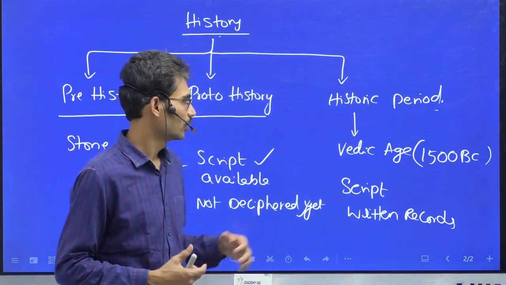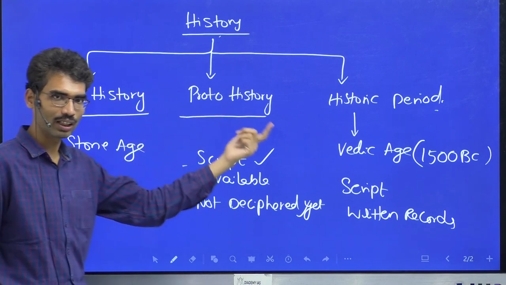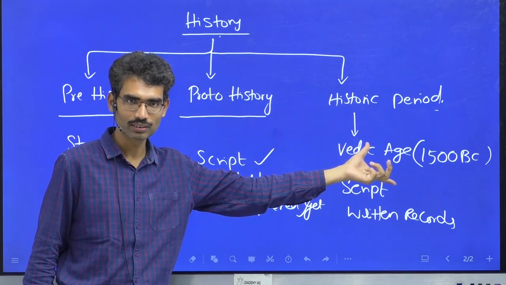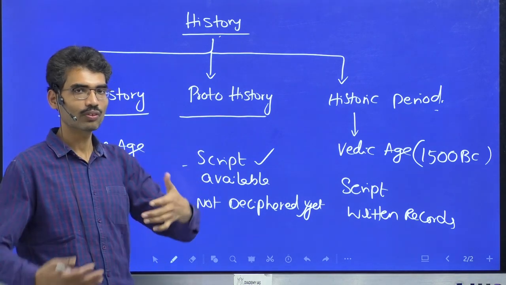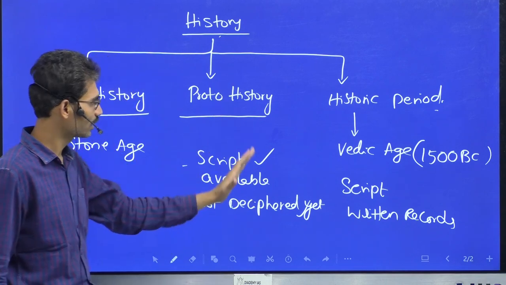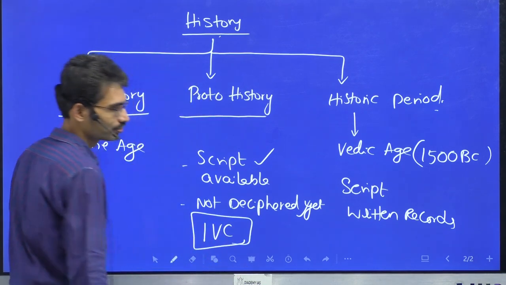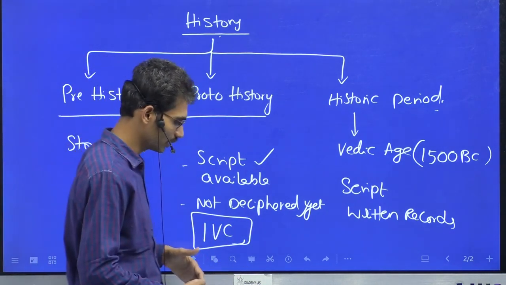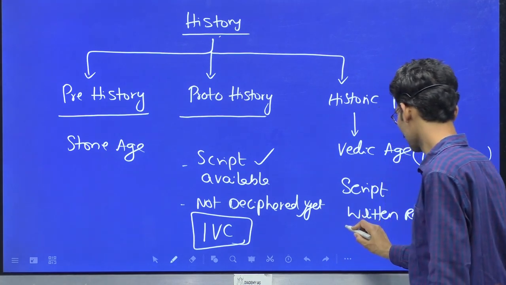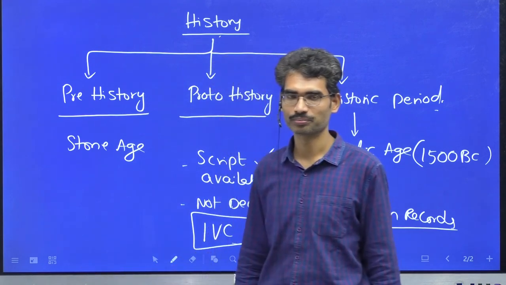That is why we cannot categorize this period as prehistory, because script is available. They knew how to write. If they knew how to write, that should be part of the historic period. But we are not able to decipher it and extract information about their culture from the writing. That's why we consider it the proto-historic period. The Indus Valley civilization is the best example. Here we know a script is there, but we are not able to read it. From the Vedic period onwards, historic period; then proto-history and prehistory.